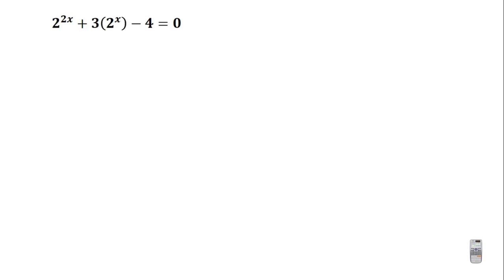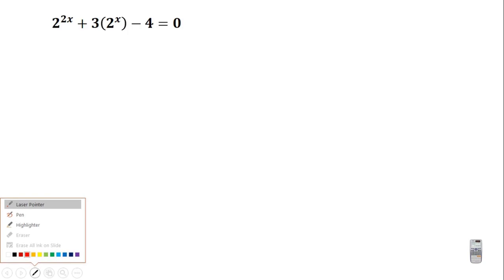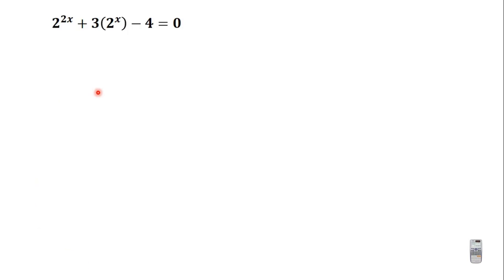The question for this video is 2 exponent 2x plus 3 into bracket 2 exponent x minus 4 is equal to 0. If you look at this example very carefully, it's quite different from all the examples that we've been solving so far. So when you are given a question of this nature, how do you solve it? The first thing you need to do is to rearrange the equation. Now, what does that mean?